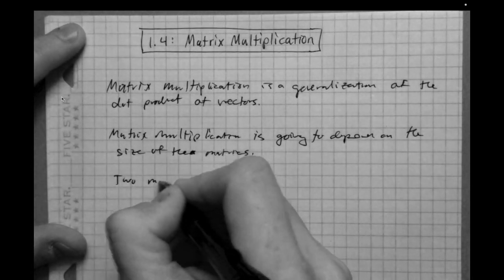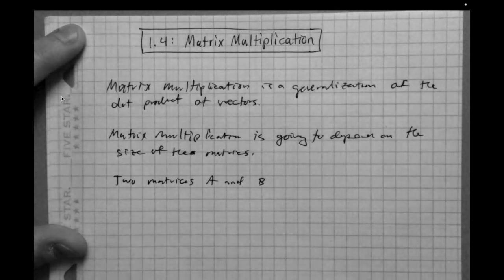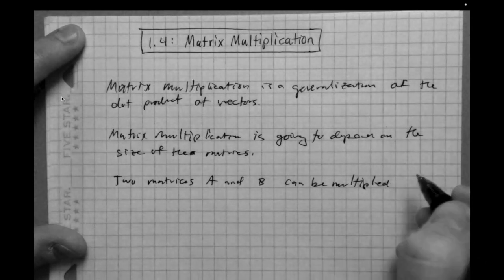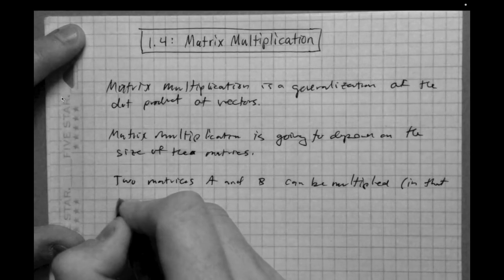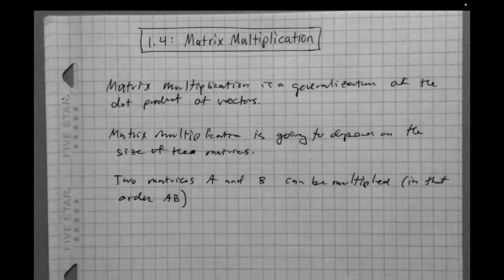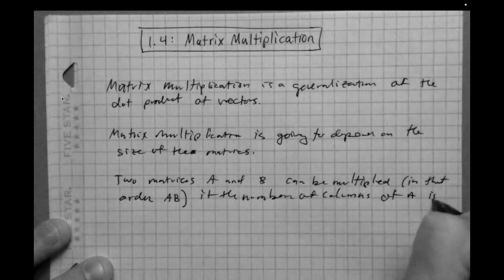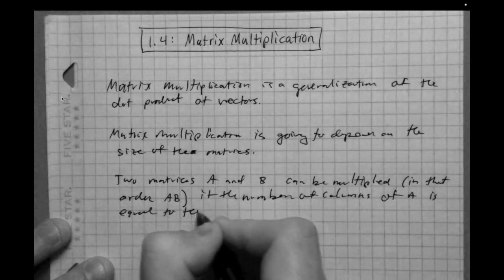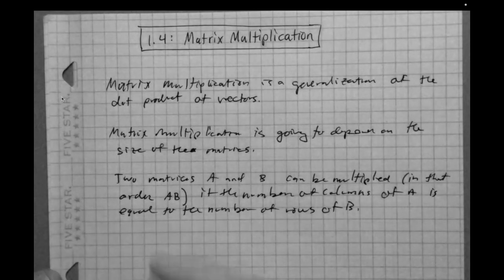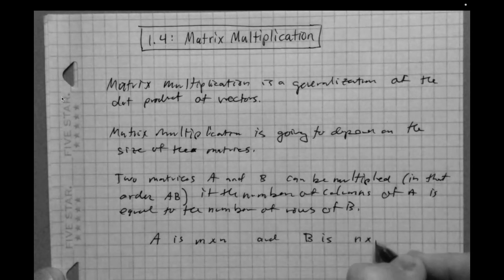So I've got two matrices, A and B. They can be multiplied, and when I say two matrices A and B can be multiplied, order matters here, so I'm going to say in that order, A, B. They can be multiplied if the number of columns of A is equal to the number of rows of B. So let's say A is m by n and B is n by p.